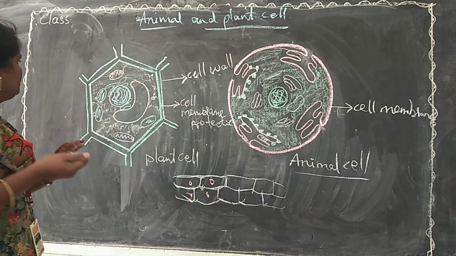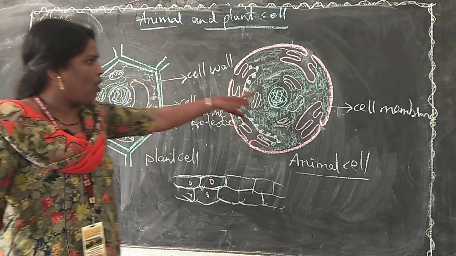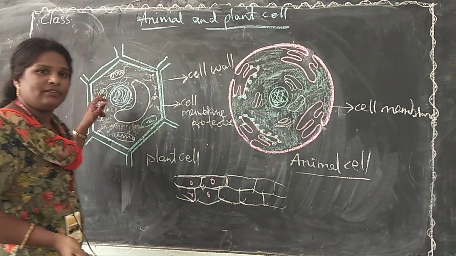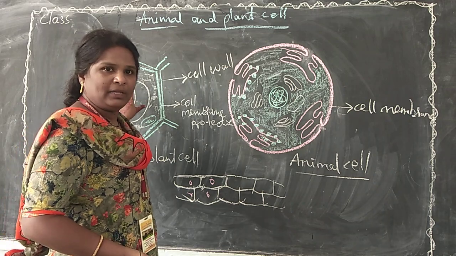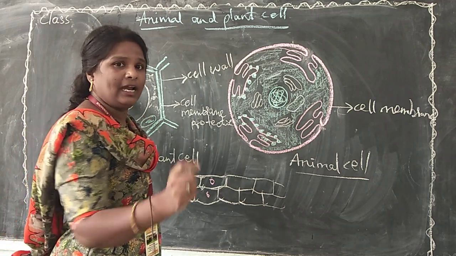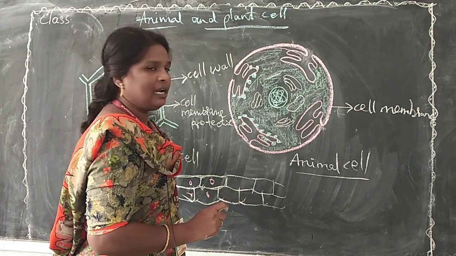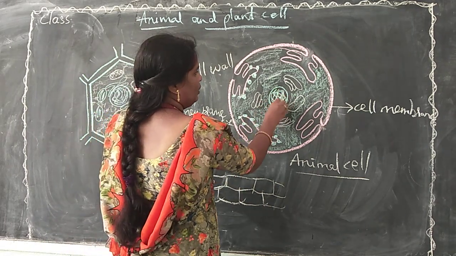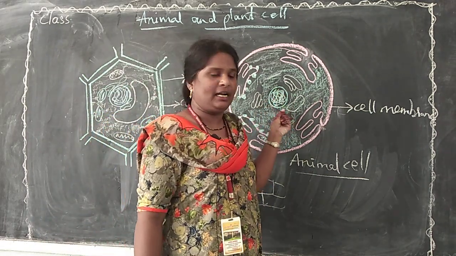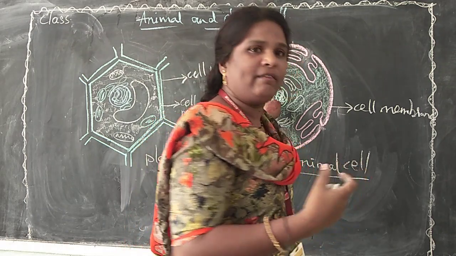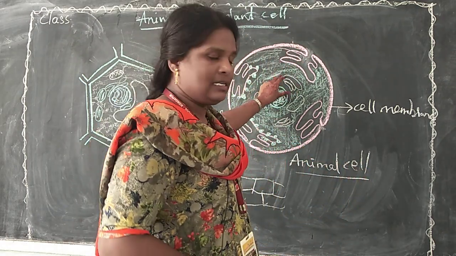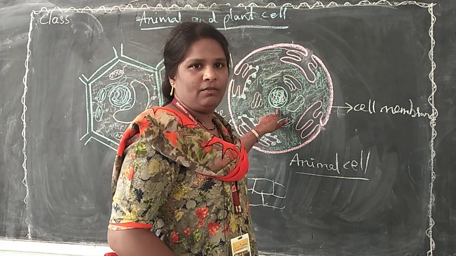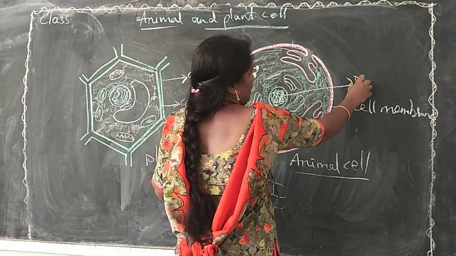Now, one more. This is the nucleus. A prominent nucleus is present in both cells. You know what the role of the nucleus is? Main functions occur from the nucleus. This nucleus is the head of the cell. All functions are under the control of the nucleus, and genetic material is present in the nucleus. Genetic material means it tells about our characters. All functions are under the control of this nucleus. And cell division occurs in the nucleus.